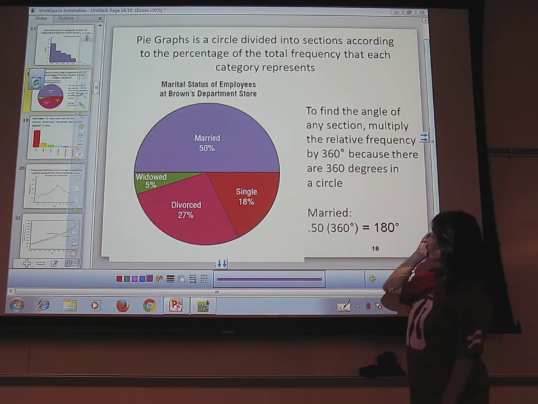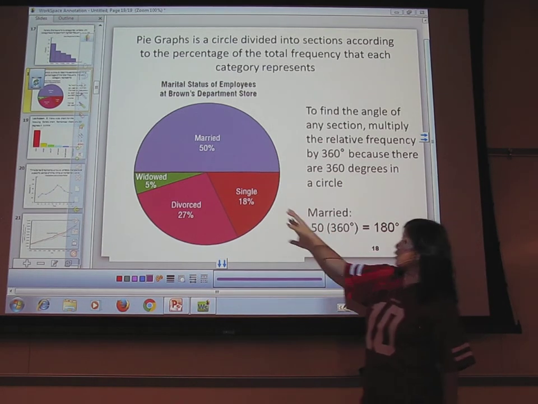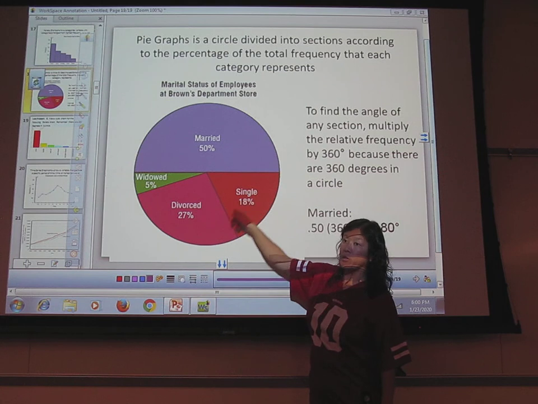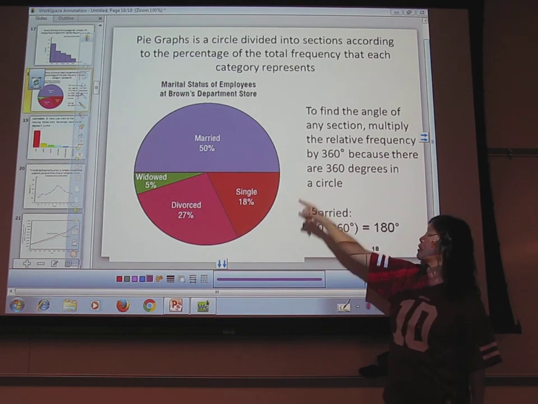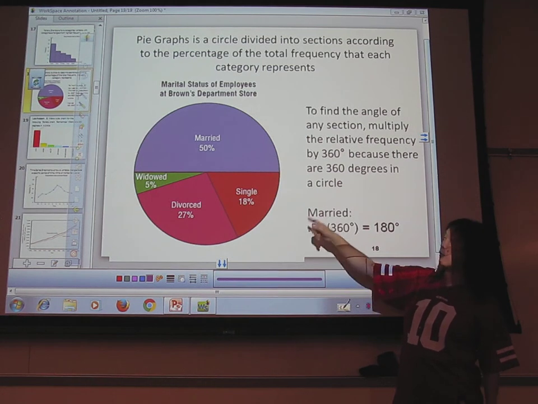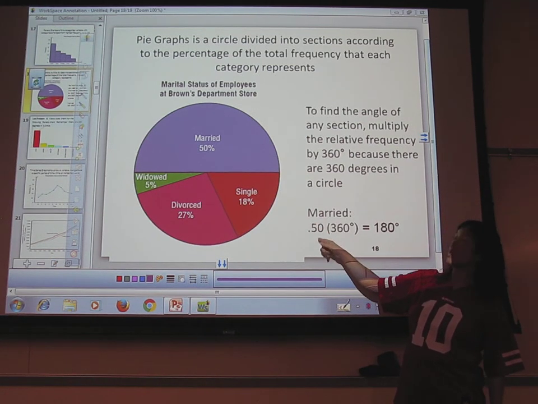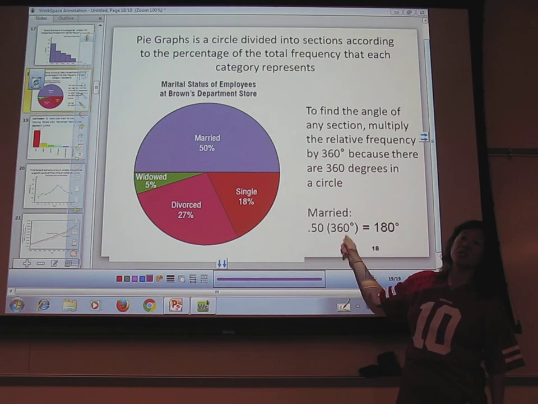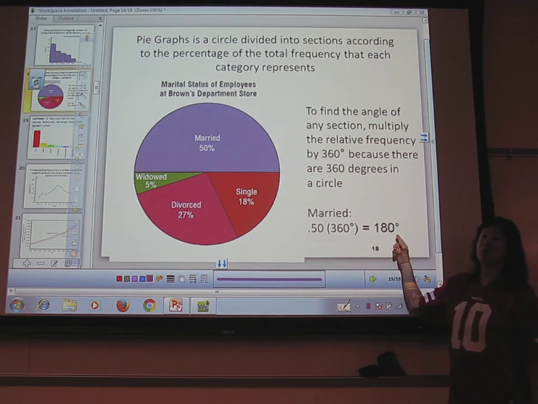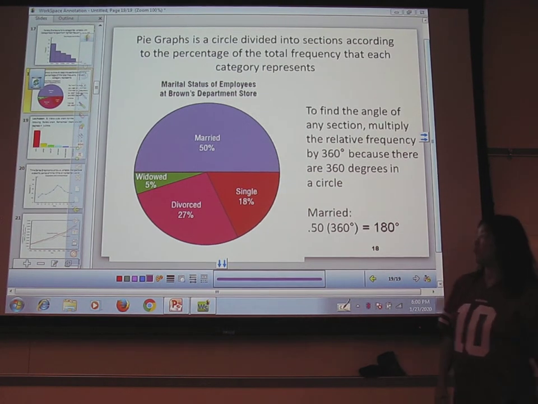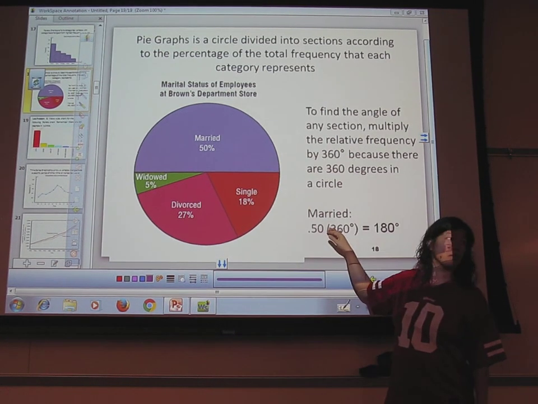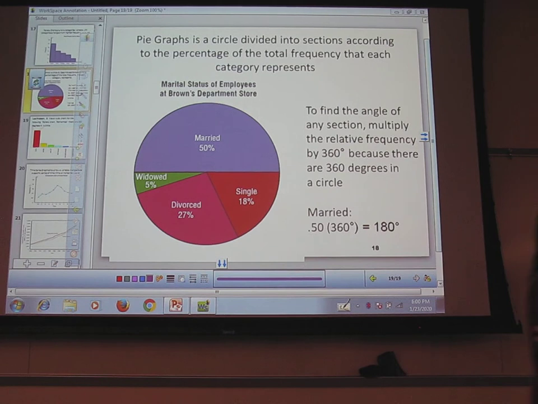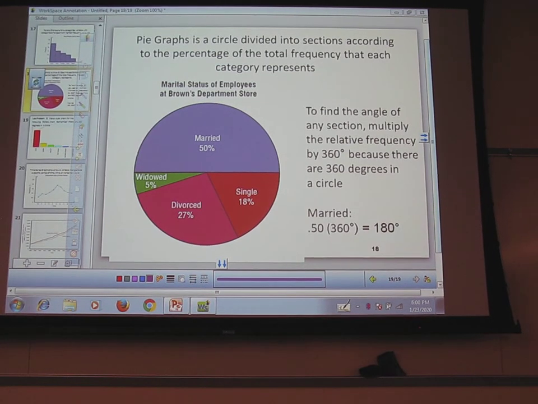So here, the way we figure out how many degrees are in each section of the pie is we take the percentage that it represents as a decimal, so 50% would be 0.50, and multiply that by 360 degrees. That tells you how many degrees are in that section. So for this section, you take 0.18, multiply it by 360 degrees, and that would give you the number of degrees that would be under single. Make sense? Okay.